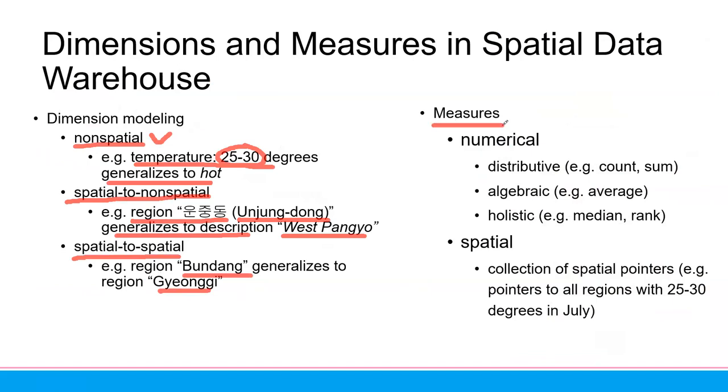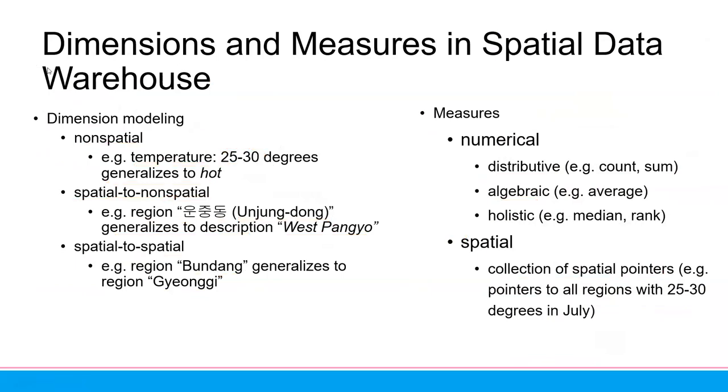When we deal with measures, the measures contain numerical values, and the numerical can be distinguished into three types: distributive, algebraic, and holistic. You can look at those terminologies in the data frameworks. And for the measures in the spatial case, you can have a collection of spatial pointers. For example, the pointers to all regions with 25 to 30 degrees in July.